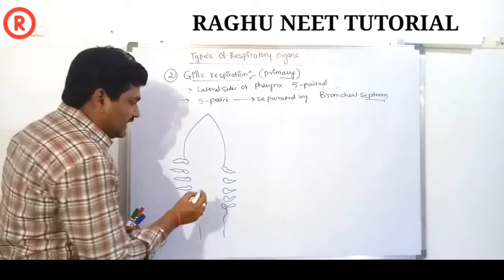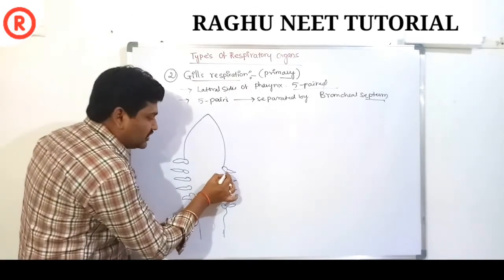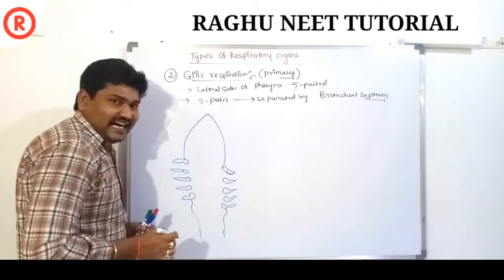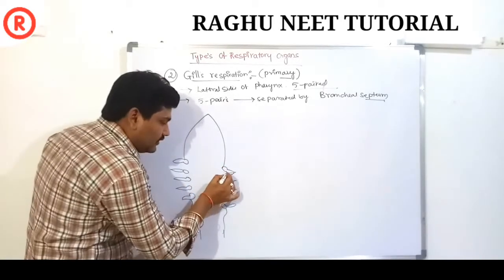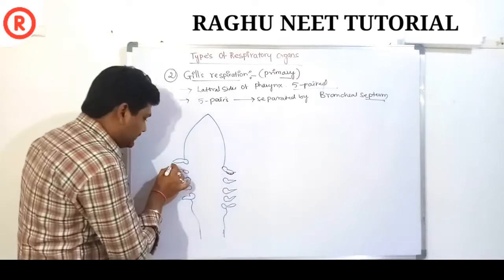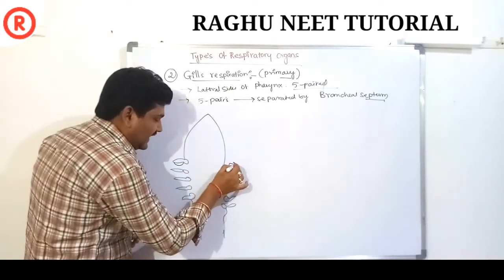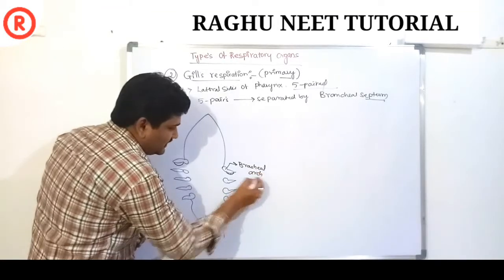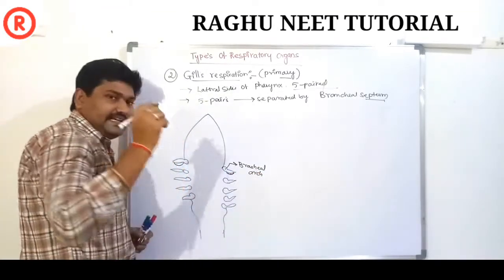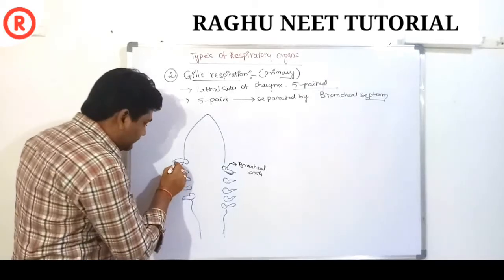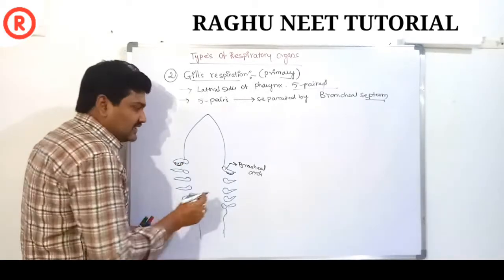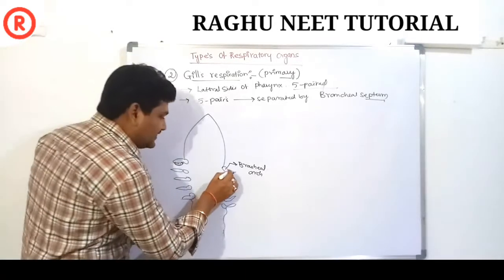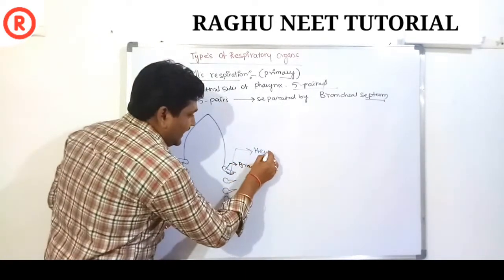The first pair of the gills is attached to the branchial arch, only one side of the branchial arch. This is known as a branchial arch. The first branchial arch consists of only a single gill. This type of gill is known as hemibranchiae. Hemi means half. This is known as hemibranchiae.